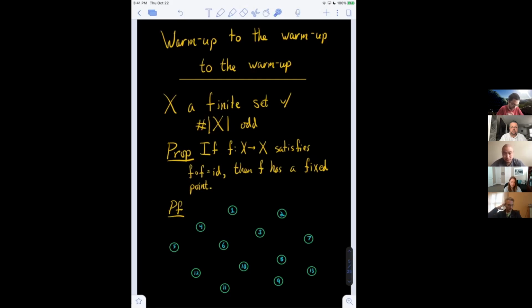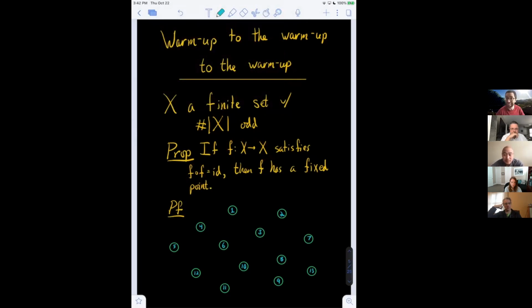And here's my claim for you. So suppose I have a map from this set to itself, which is an involution. So if you apply the map twice, you get the identity. Then I claim this map has a fixed point. Okay, so let's prove it. Well, I'll kind of prove it pictorially.